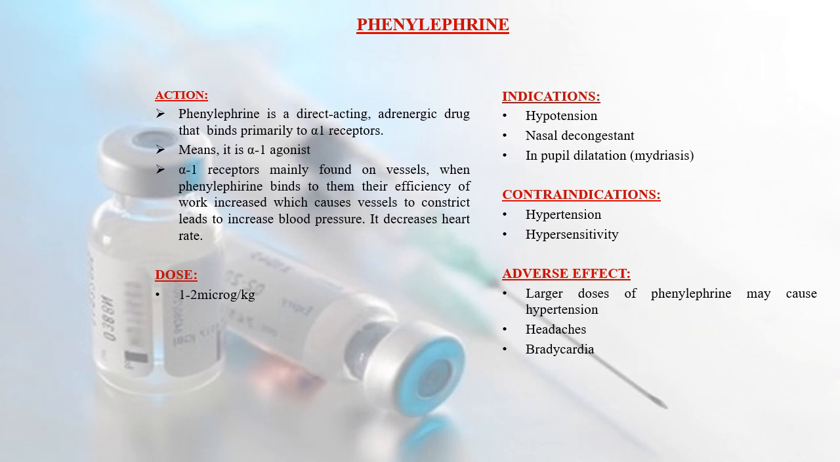Our next emergency medicine is phenylephrine. Phenylephrine is a direct-acting adrenergic drug that binds primarily to alpha-1 receptors, meaning it is an alpha-1 agonist. Alpha-1 receptors may be found on vessels. When phenylephrine binds to them, their efficiency of work increases, which causes vessels to constrict, which further leads to increased blood pressure. Phenylephrine decreases heart rate.